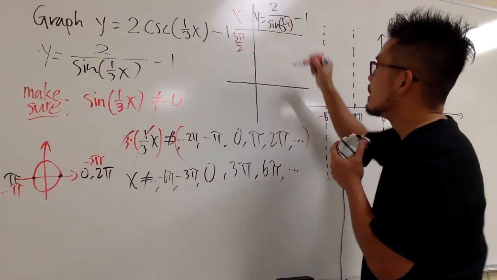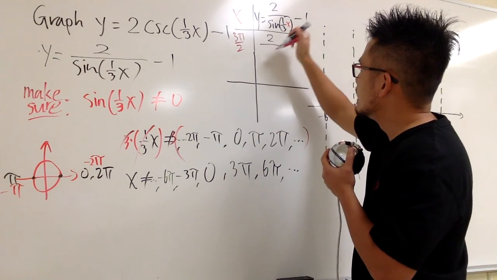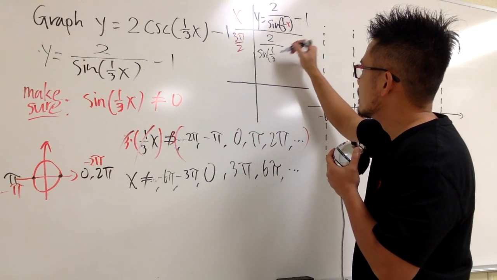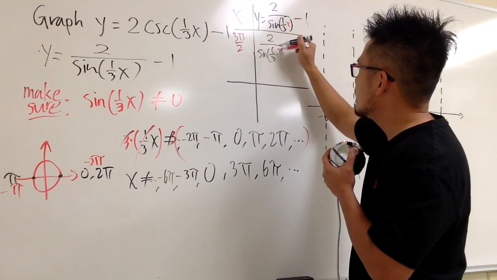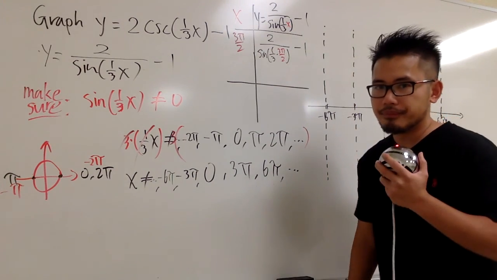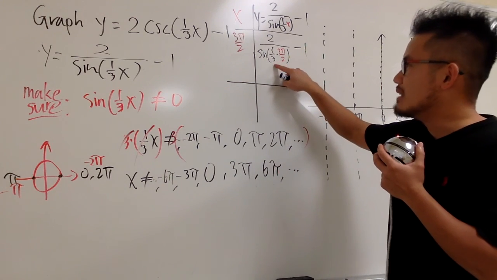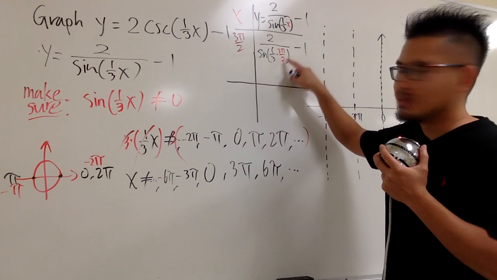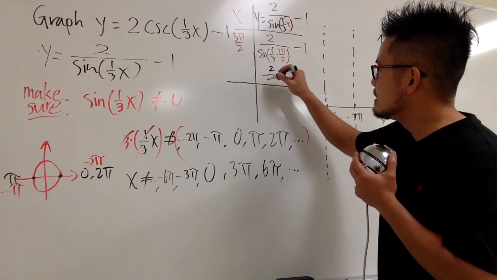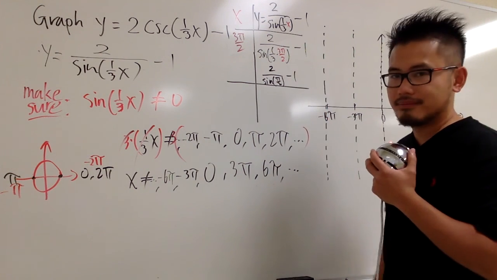So let me do that right here. You see that plugging this into here, we will end up with 2 over sine of 1/3 times x, which is 3 pi over 2, and then minus 1, right? If you do it this way, in fact, it's actually not that bad. You see, 1/3 times 3 pi over 2, the 3 and 3 will cancel, so that means we end up with 2 over sine of pi over 2, and then minus 1.